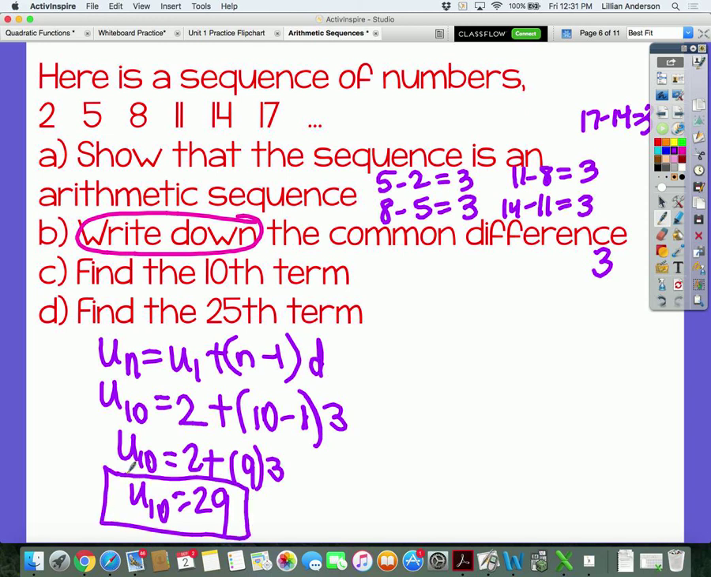Do you have to show out all your work? No, you don't. But if you want to get your points, yes, you should. Okay?